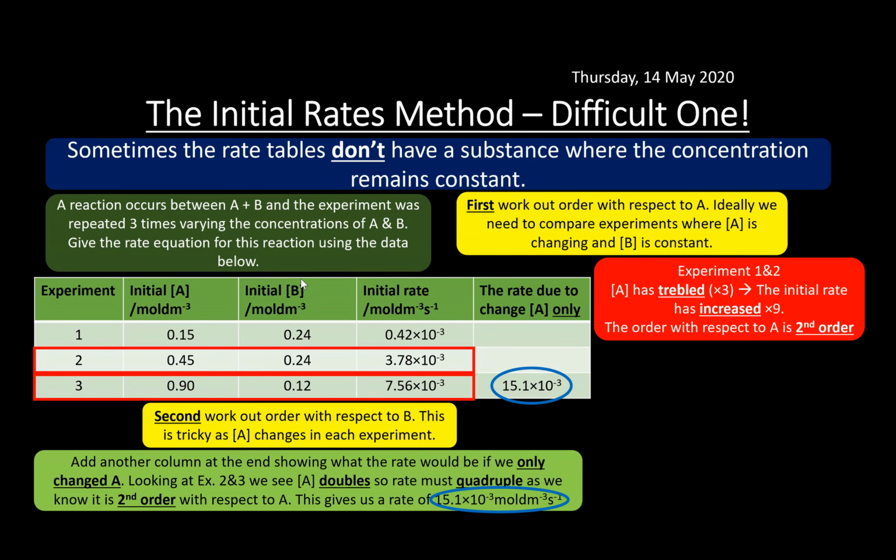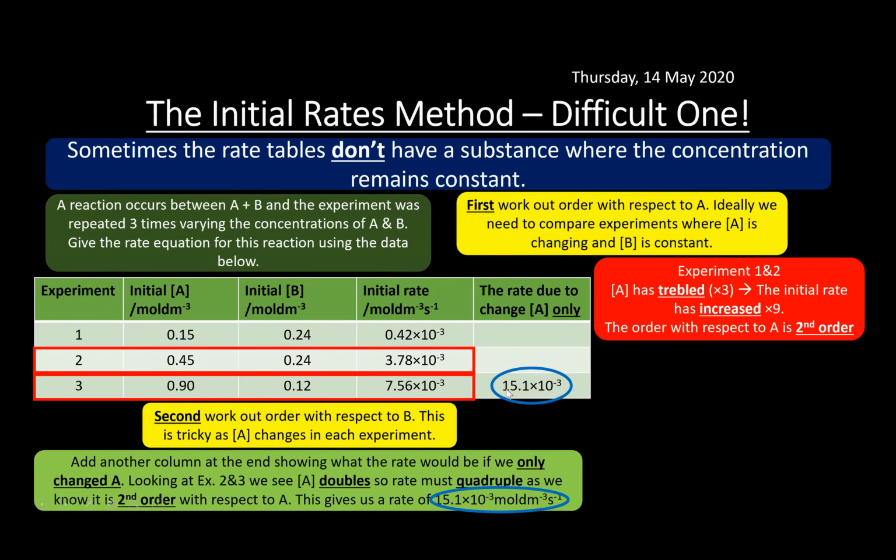Okay, so looking at experiments 2 and 3, we can see that the concentration of A doubles, so the rate must quadruple, as we know it's second order with respect to A. So this gives us this rate. Basically what we're doing is just ignoring B, just pretend B never existed. We know the order for A because we've just worked it out, and we know it's second order. So if we double this, then the rate would quadruple. So what we do is write down what that rate would be in a next column, add an extra column onto the end, and we write it down here.